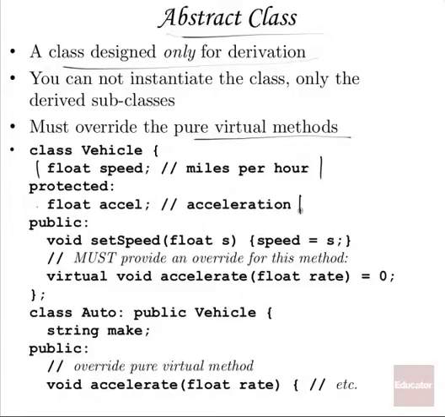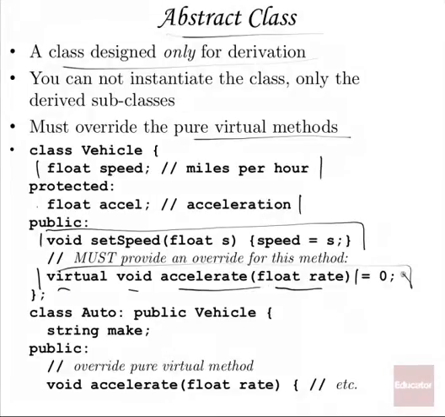We want the vehicle to be able to accelerate. And we have a set speed, which will set the speed of the vehicle object or any of its derived classes. And here we have a virtual void acceleration, give it a rate, and set this method to 0. So the derived classes must override this particular method. And if they don't, the compiler will catch it and say, hey, you messed up right there.